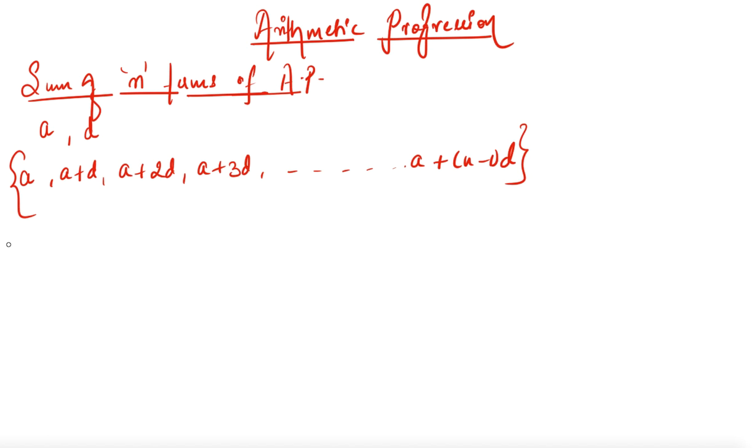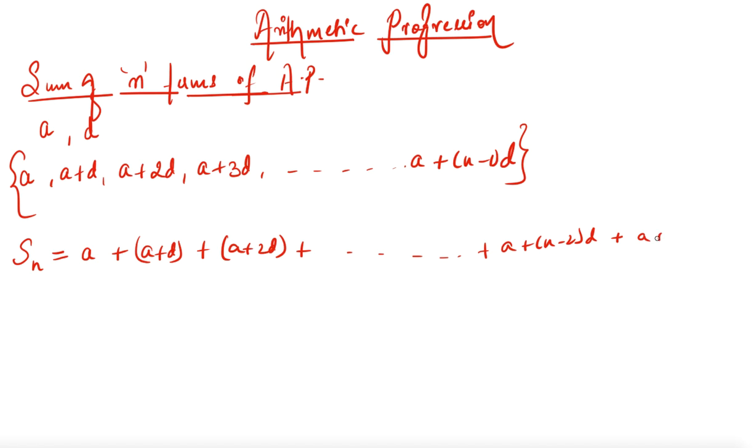Okay, so let us assume that the sum of the n terms of this arithmetic progression is Sn. So our Sn will be equal to a plus (a plus d) plus (a plus 2d) up to (a plus (n minus 2)d) plus (a plus (n minus 1)d), which is our last term. So this is what we require. Let that be equal to Sn, which means the sum of n terms.